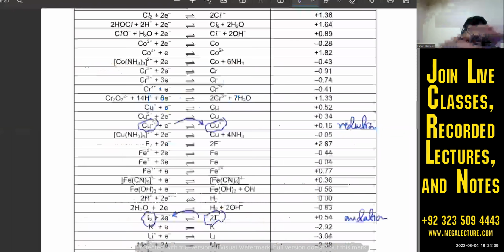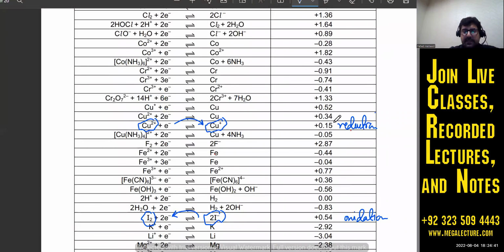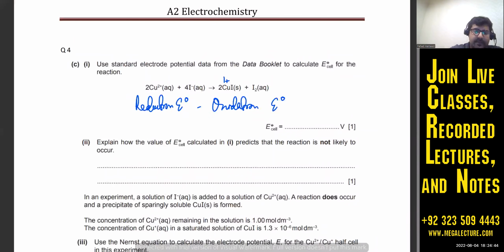So who was getting reduced? I think it was copper that was getting reduced. So that's 0.15, and the other one was minus 0.54. So the value will come out to be minus 0.39 volts. And a negative value indicates that it's not going to happen. This reaction is not going to happen. A negative value indicates that in the direction you're mentioning the electrons will flow, they're not going to flow in that particular direction.